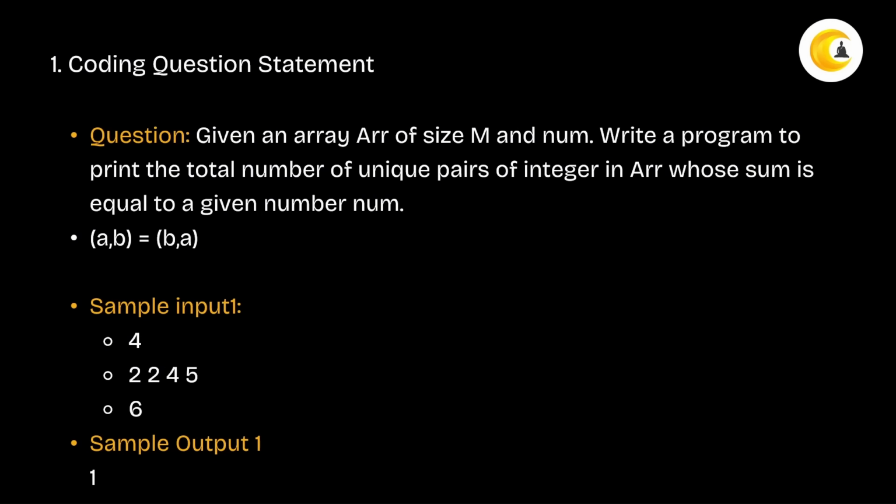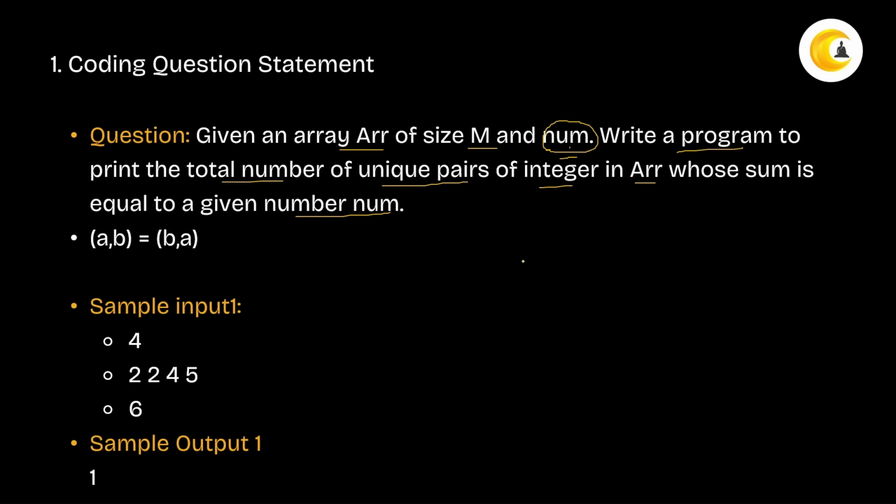The question says that you have been given an array ARR of size M, and there is some integer num that has been given to you. Now what are you supposed to do? Your work is basically to write a program that will print the total number of unique pairs of that array ARR whose sum is equal to the given number num.